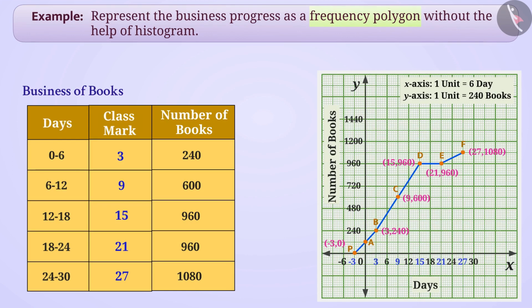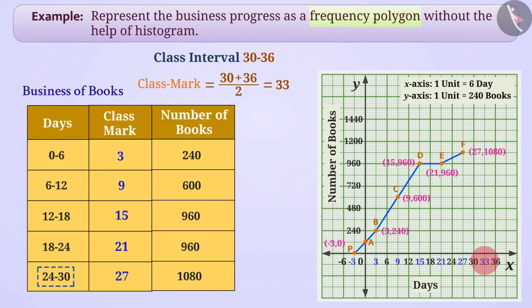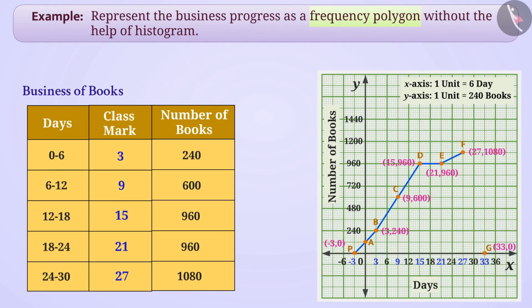Similarly, suppose that even after the class interval 24 to 30, the class interval with 0 frequency is 30 to 36, whose class mark is 33, which we will represent as G (33, 0) on x-axis. Now, we will connect point F and point G by line segment.